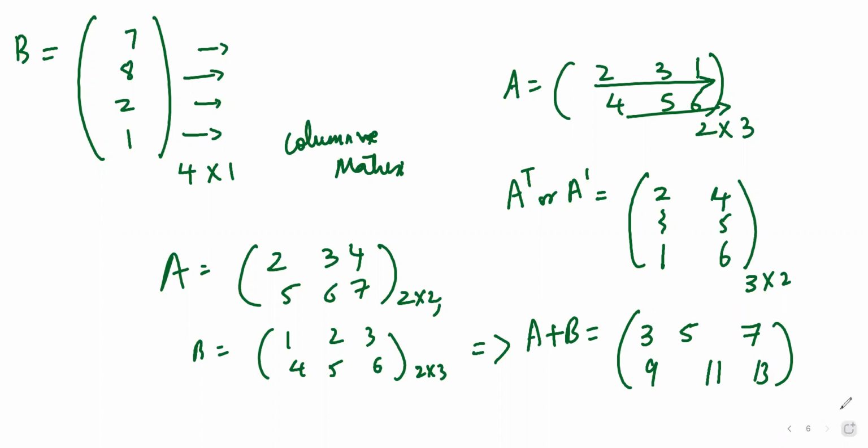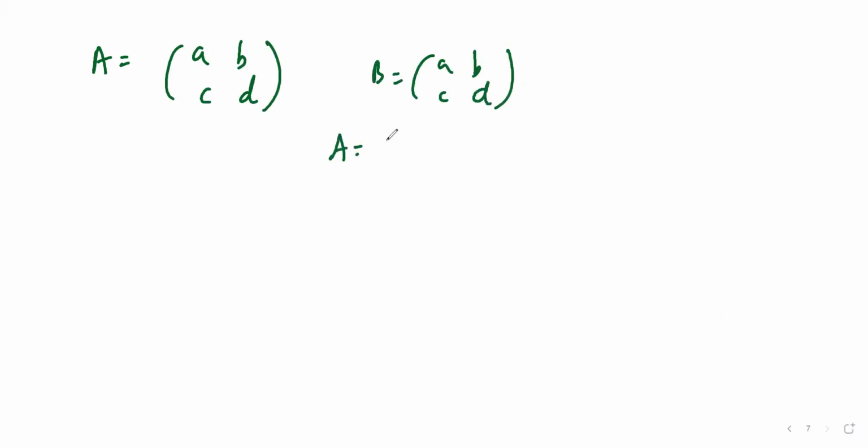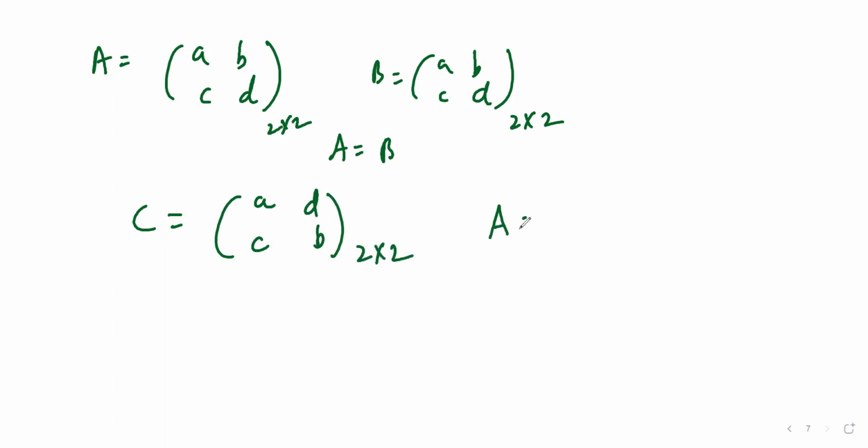Then when are two matrices said to be equal? When they have the same order and have the same corresponding elements. If I have A equal to [a, b; c, d], and B equal to [a, b; c, d], then A is equal to B, because they are the same order, 2 by 2, and they have the same corresponding elements. Suppose I have C as [a, c; d, b]. Elements are the same and it's 2 by 2, but A is not equal to C and B is not equal to C, because the corresponding elements are not identical. That is about equality of matrices.